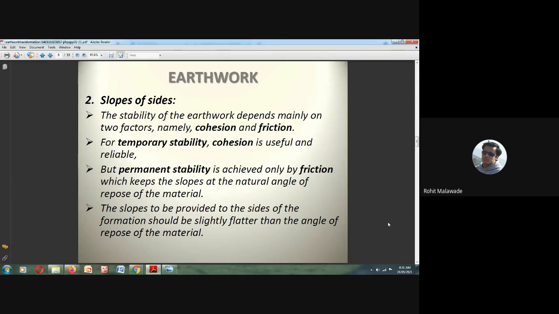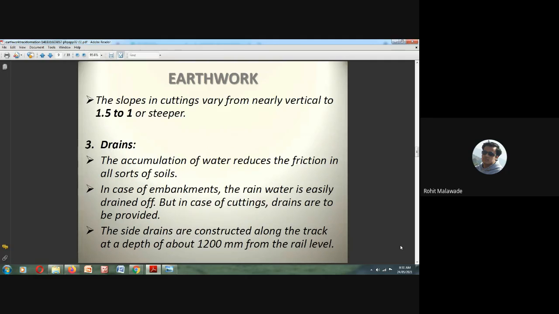The slopes to be provided at the sides of the formation, this point is important, should be slightly flatter than the angle of repose of the material. Okay. Now the slopes in cutting vary from vertical to 1.5 to 1 in steeper.